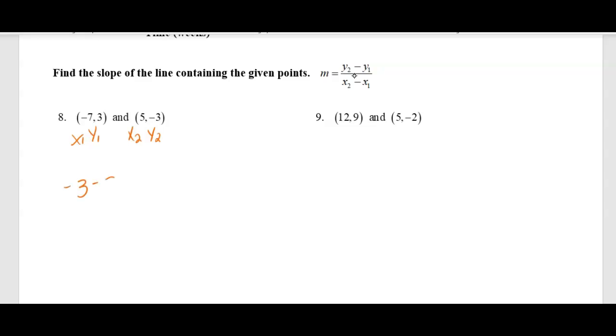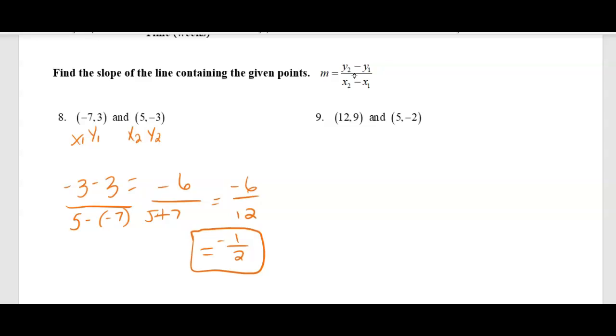I have -3 minus 3 over, and then I have my x2 minus my x1. 5 minus -7. So show your work that you're simplifying here. I have -6. These two become positive. So really, I have -6 over 5 plus 7. -6 over 12. You need to reduce this. That's a part, if you go back to our first day's notes, it talks about reducing your fractions. So don't stop here.